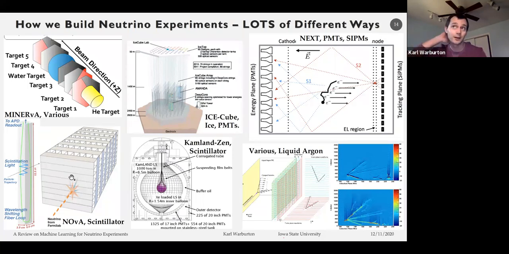NOvA, that Enrique and I work on, an easy way to visualize it is that you have drain pipes filled with baby oil. Then we have other experiments where we fill them with liquid argon, which is a noble gas, and it becomes liquid at minus 200 degrees Celsius. We apply electric fields to that, and we get really picturesque images out of the detector.